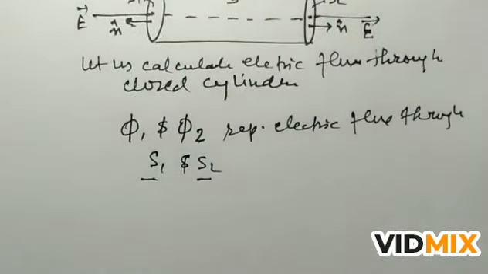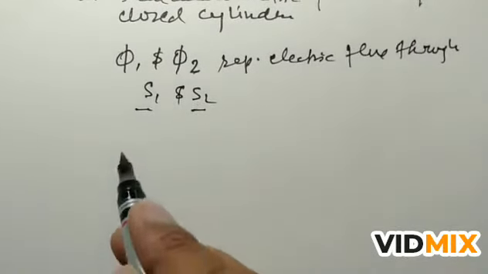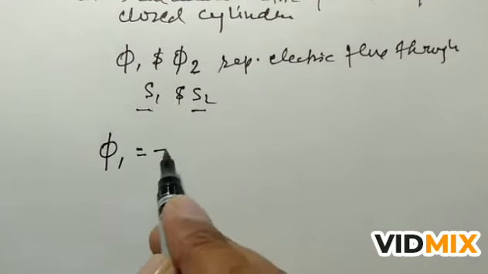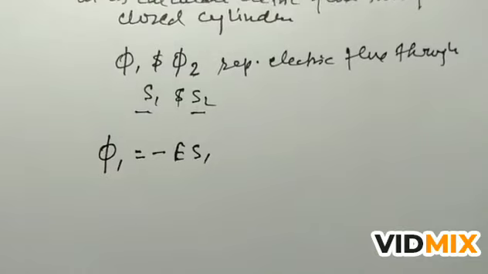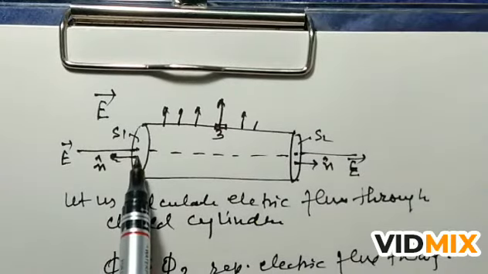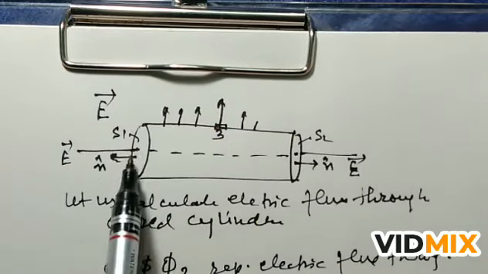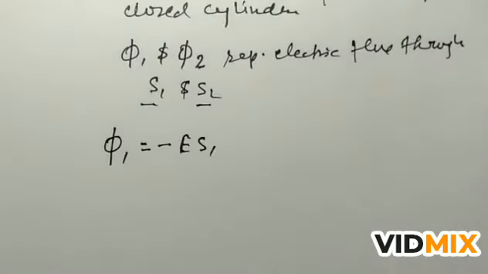Now for the two surfaces, apply for surface 1: phi 1 is equal to minus E S1. Why minus? Because the area is directed outside and the electric field is inside, so there is an angle of 180 degrees, and cos 180 is minus 1. So it is minus E S1.